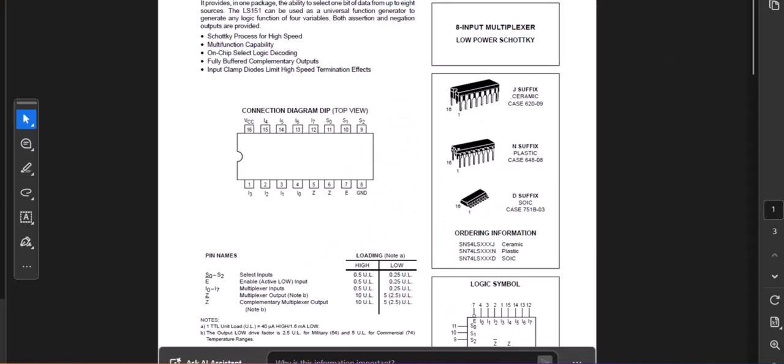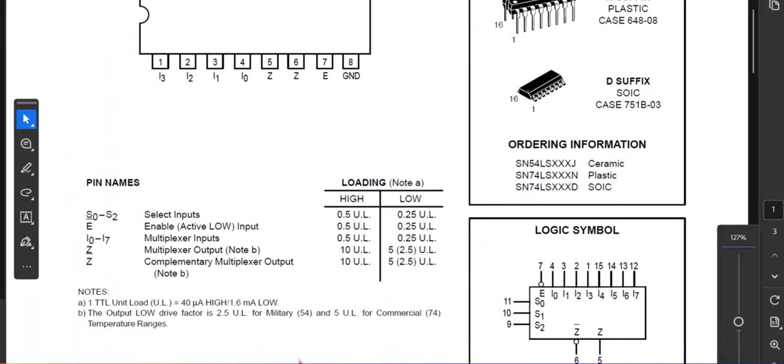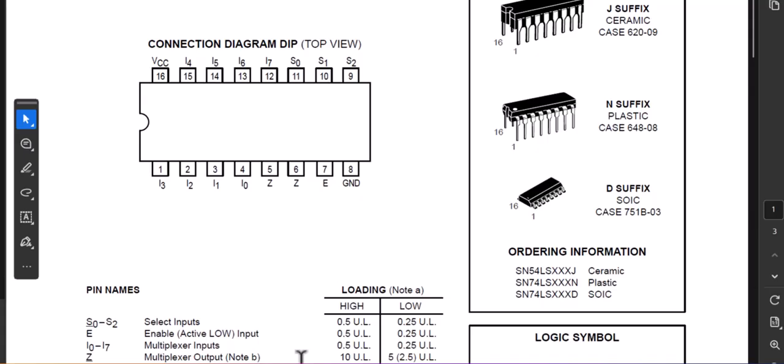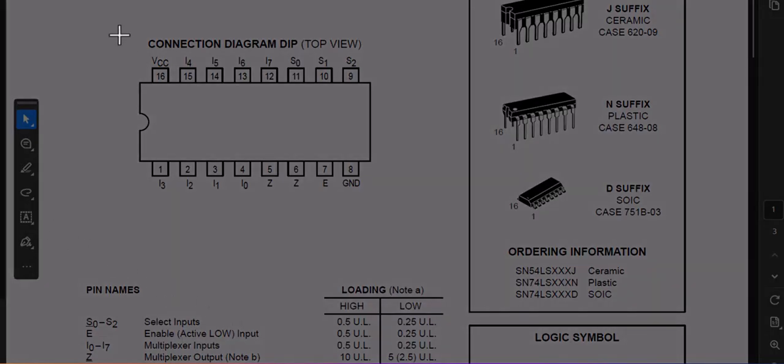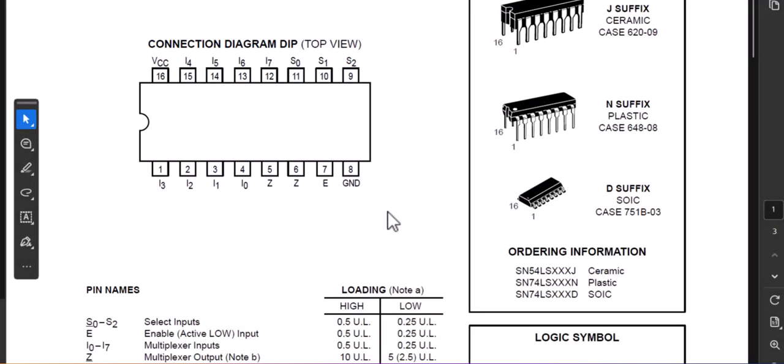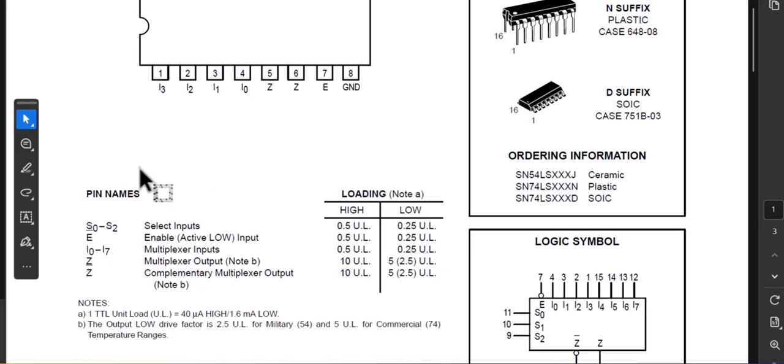Okay, so let's take a look at the connection diagram for our multiplexer. And this one is different. I don't think that you used it in 2741. So this part's important. It has select inputs S0 through S2. It has an enable active low input, that's important. It has multiplexer inputs, and it has a multiplexer output. Then it also has the complementary multiplexer output.